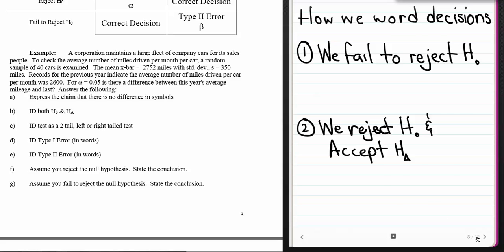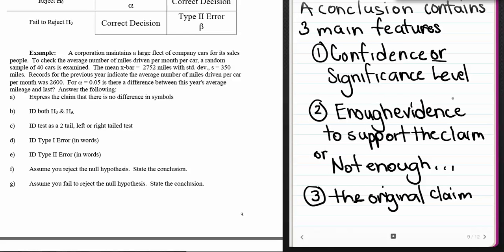Now, in terms of writing a conclusion, it is what we would tell someone else as a formal statement of what we decided. And you have to make a decision before you can write a conclusion. And although the decision is in the conclusion, it's not worded in the same exact way, or should not be worded in the same exact way.